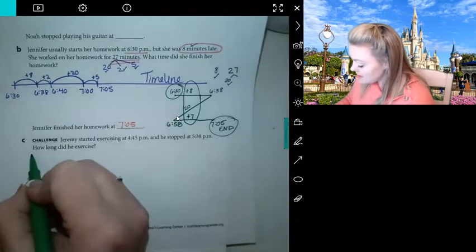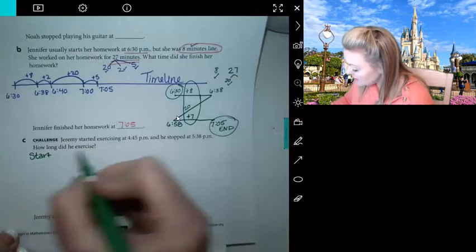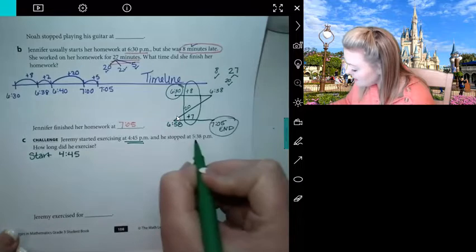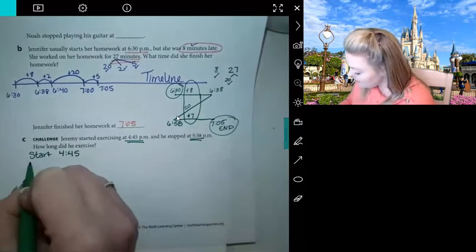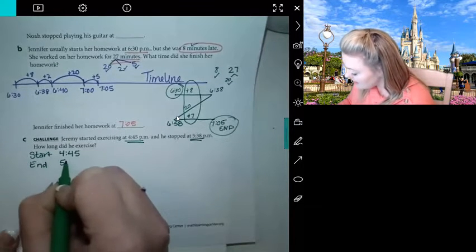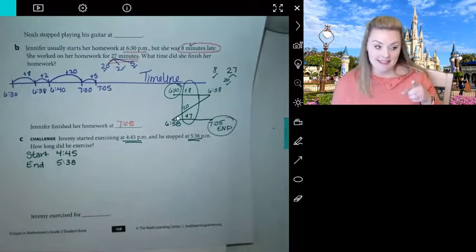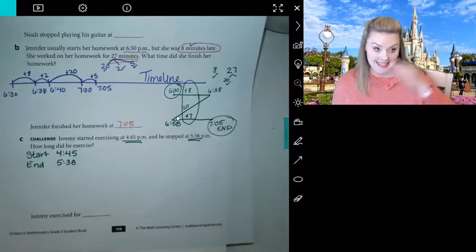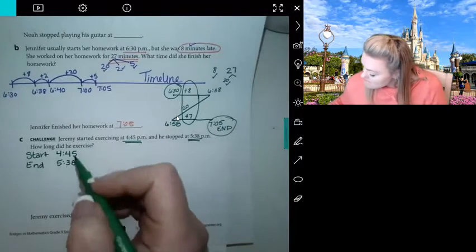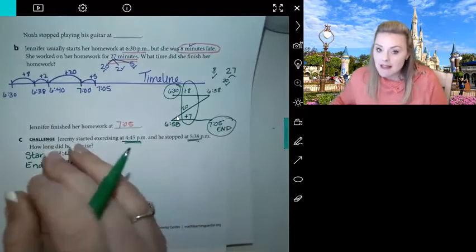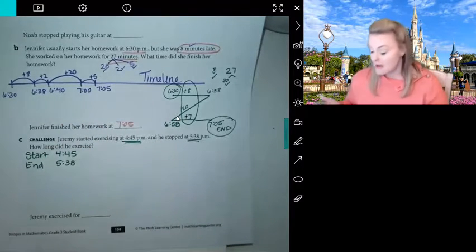So we have start. We know that he started at 4:45 p.m. and we know that he ended at 5:38. Okay. So if you're thinking about a timeline and you're going to go backwards into the start, then you're subtracting time to figure out how much time we have left. Or we could add on to time. So let's start with a timeline. That seems to make the most sense. We've been using number lines for a long time, so let's try that.